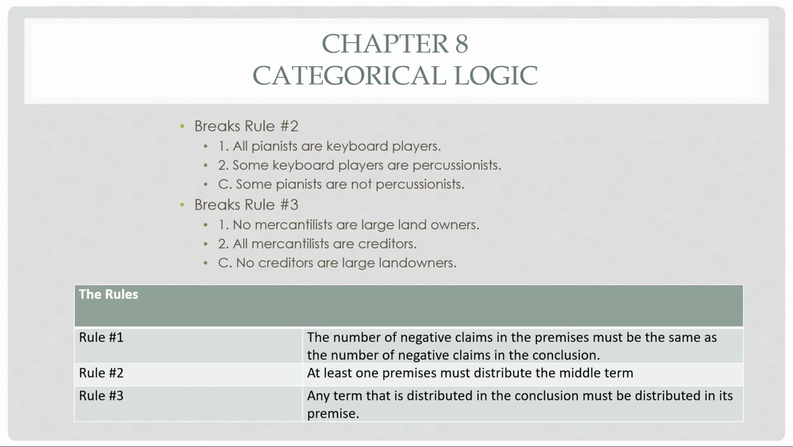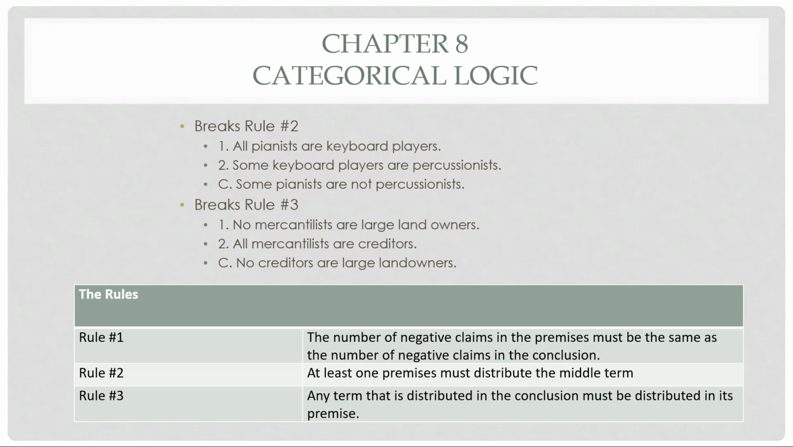And the middle term in this case, the way we find that is we look at the conclusion to see what our S and P terms are. In this case, pianist is S, percussionist is P, and our middle term is a term that doesn't occur in the conclusion, but occurs in both premises. In this case, it would be keyboard players.